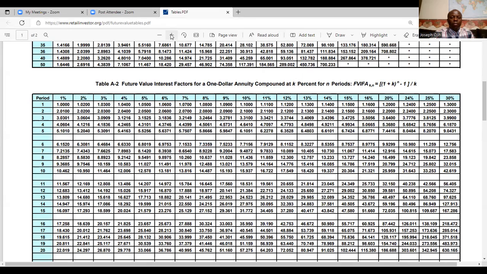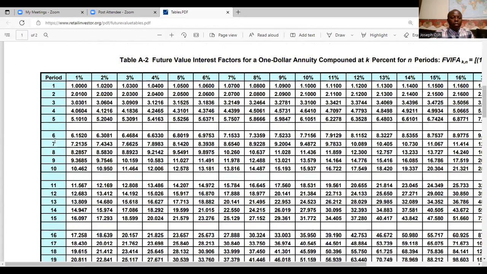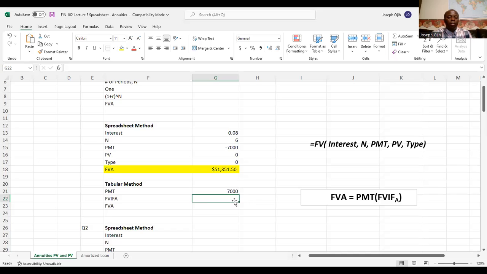Maybe I should make it a little bit bigger. Okay. See the 8%, 6 years, go all the way here. You can see the intersection. So the future value interest factor for annuity is 7.3359. You can see right here, so I'm taking 7.3359. So the future value of this annuity, as the formula says, is the payment times the future value interest factor. That means multiplying these two: this times that.